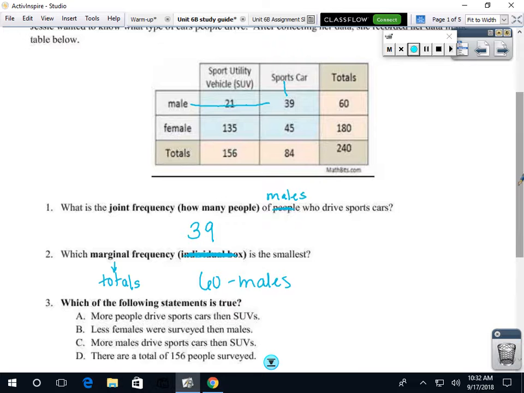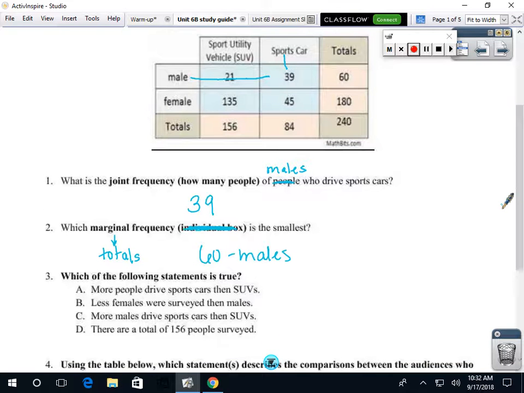All right, number 3. Which of the following statements is true? A, more people drive sports cars than SUVs. Okay, well, how many people drive a sports car? 84. So I'm going to write 84 right up above it. How many people drive an SUV? Okay, so is it true that more people drive a sports car than an SUV? Definitely not. Now, let me say something else. See how I'm writing the numbers above it, which helps you see that it's definitely not true by putting those numbers down there?